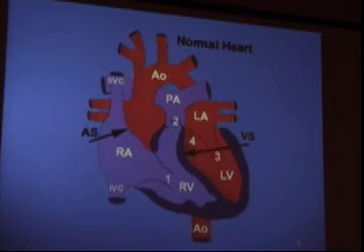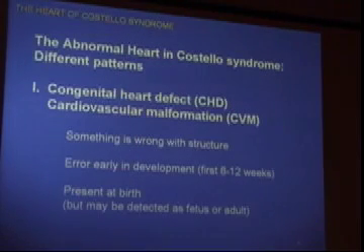Before I go on, folks, any questions about the anatomy, or is it pretty familiar to most of you? Great. And now, back to where I was.